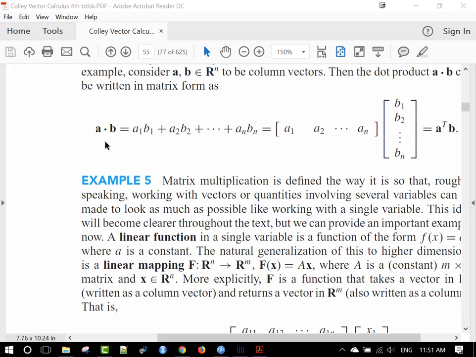Okay, so this statement here says that the dot product can be expressed as a matrix product. But you have to have a vertical matrix here and a horizontal matrix here to get a 1-by-1 result.